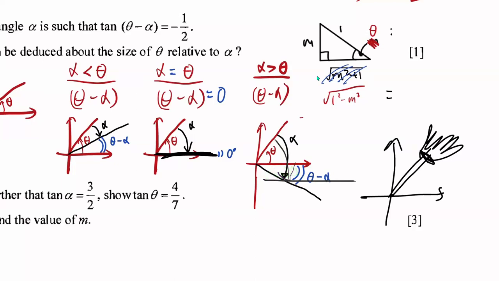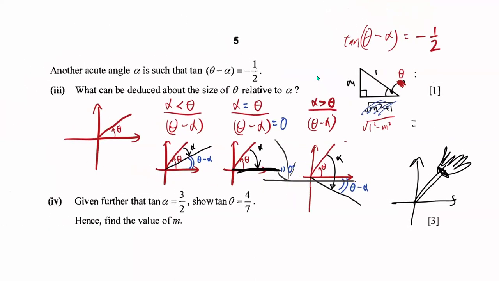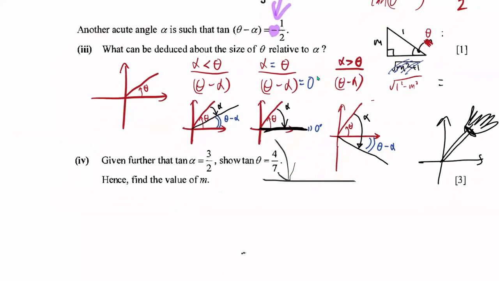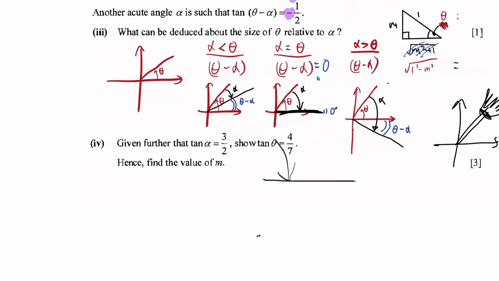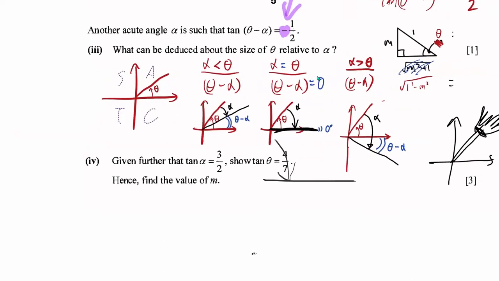So they tell you that tangent of theta minus alpha equals negative half. Actually, it's a trick. You don't need to care about the half. You just need to care about the minus. So which of the three scenarios is the case where tangent of theta minus alpha equals a negative value? Remember your ASTC: All Science Teachers Crazy, Add Sugar to Coffee. When can you have a negative tangent in these three scenarios? Look at the black line.